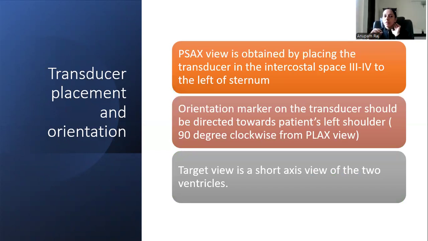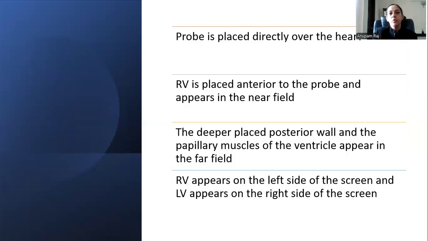To get the parasternal short axis view, your transducer position is same as PLX, that is the third to fourth intercostal space close to the sternum. Now the transducer is facing towards the left shoulder rather than the right, and the target view is two ventricles that we are looking for.